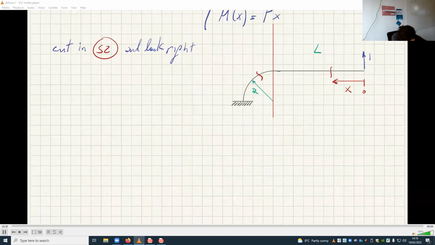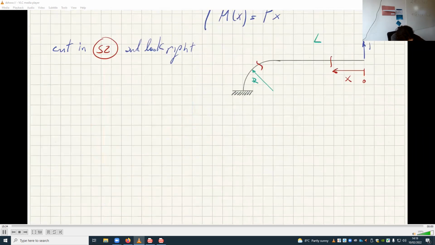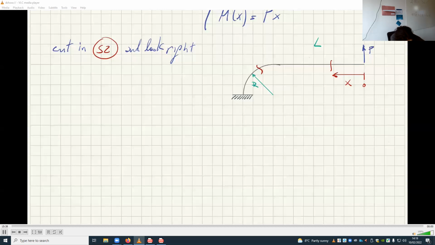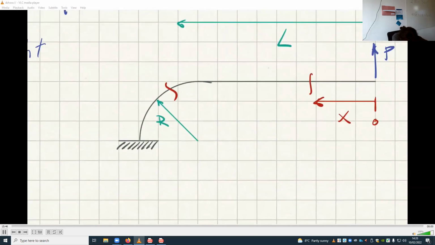If I cut and look right, I get this thing. This is P. This is L. And I have to cut everything that is on this side here. There we go. Remove everything here. This is still R. Where was it? Here.